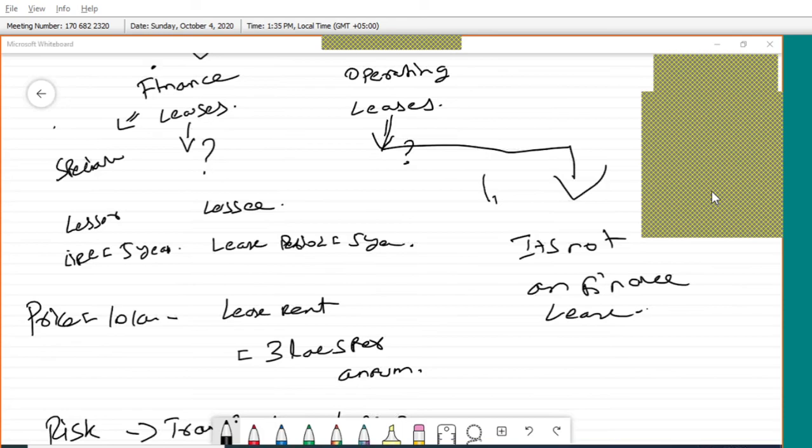We will theoretically understand now what is finance lease and what is operating lease. First, just go through the points of finance lease yourself. Please go through all the points. Then I will also explain.